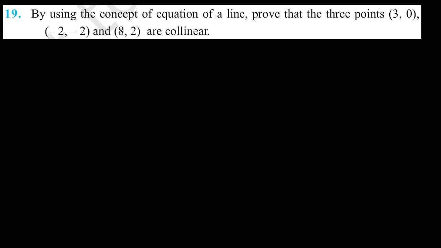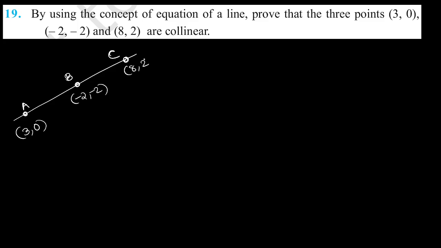There are various methods to solve this question. But here, we have to find the equation of the line. After finding it, we have to prove that the 3 points are collinear. Collinear means the 3 points lie on the same line. What are the 3 points? This is a rough diagram: (3, 0), (minus 2, ...), (8, 2). Using the concept of equation of the line, we have to prove that the 3 points lie on the same line. Have you understood the question? All of it clear? Understood?